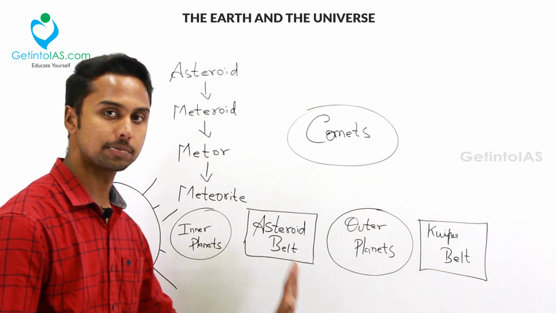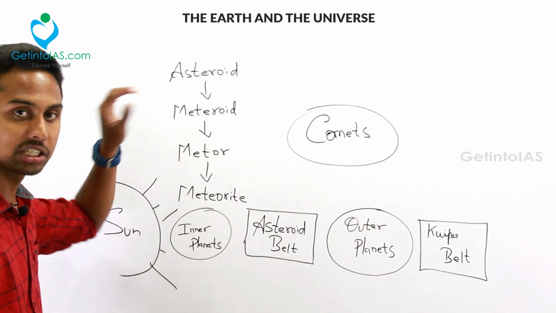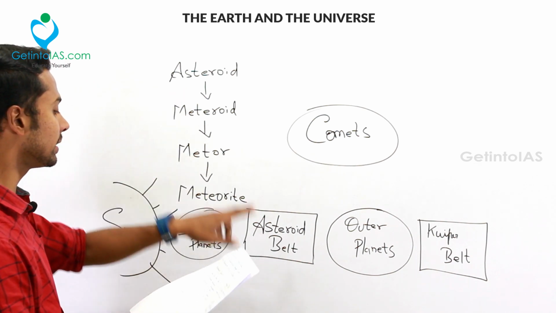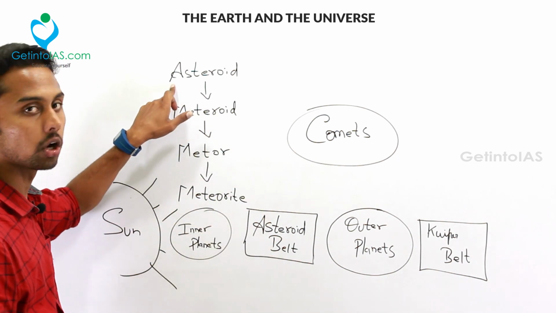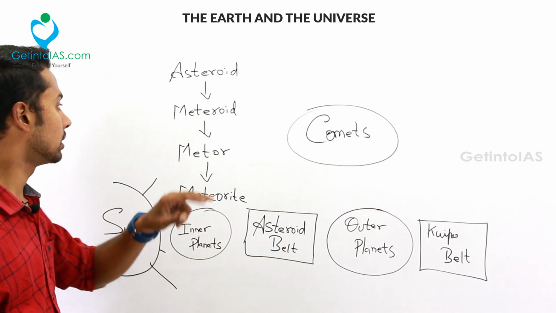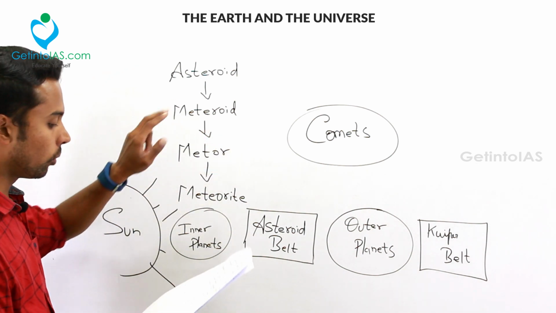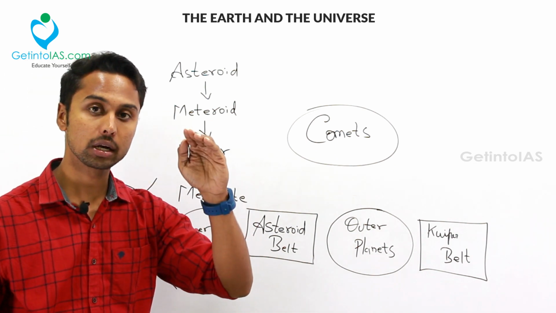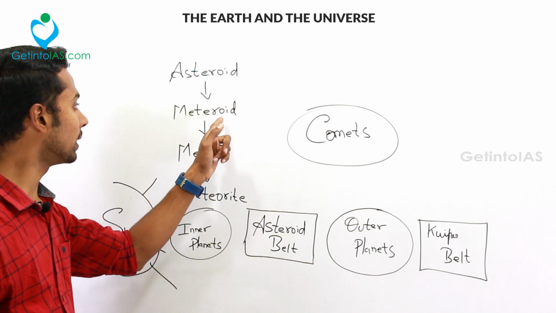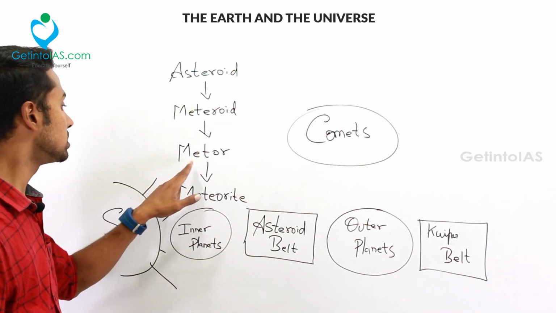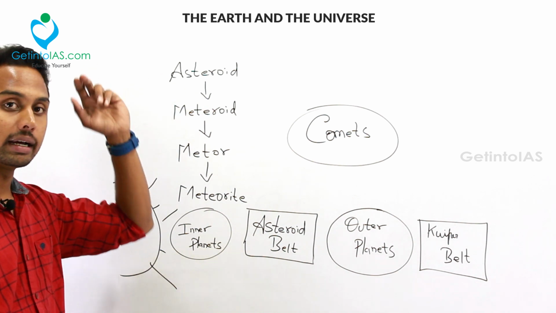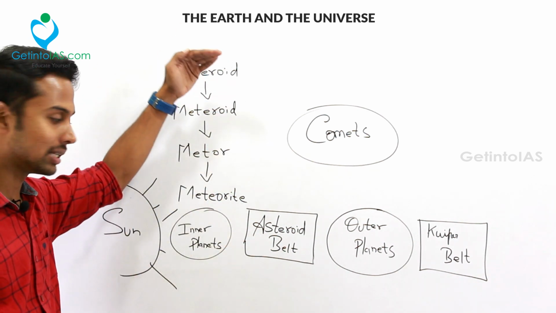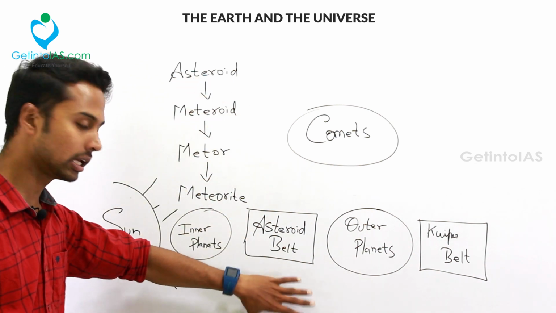So in the asteroid belt, what is present? Asteroids are present. Asteroids are tiny rocky particles. When they are present in the belt, they are known as asteroids. Once they escape from the belt, they are known as meteoroids. Once they reach the layers of the atmosphere, we have an important layer known as the mesosphere. Once these rocky particles reach the mesosphere, they are known as meteors. Once they reach the surface of the earth, they are known as meteorites. So these are the stages of an asteroid. So that is clear about asteroids.